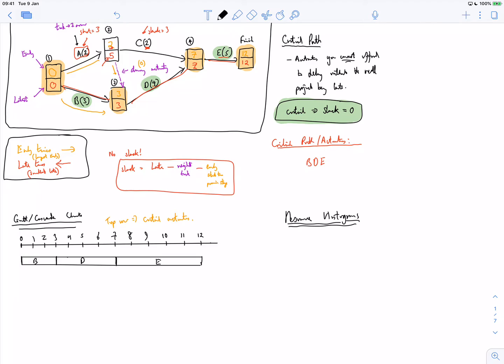So that's task E. And now the other tasks will be drawn underneath it. Okay, so notice A can originally start at 0. So it can start at 0 and it's too long. So A is essentially this.